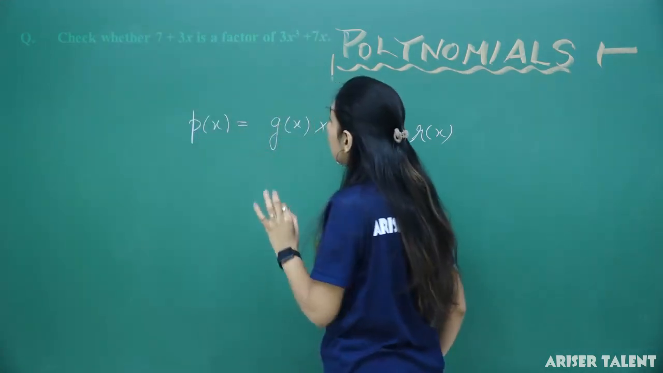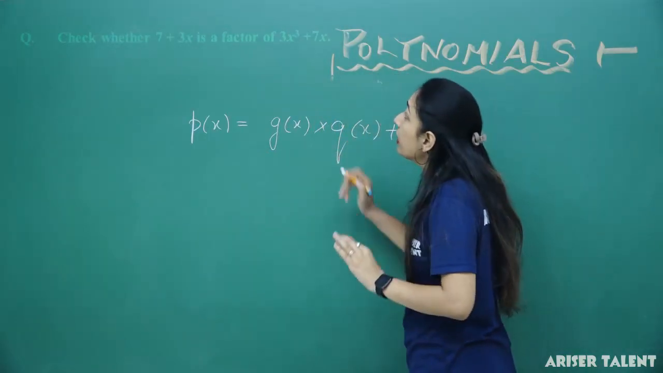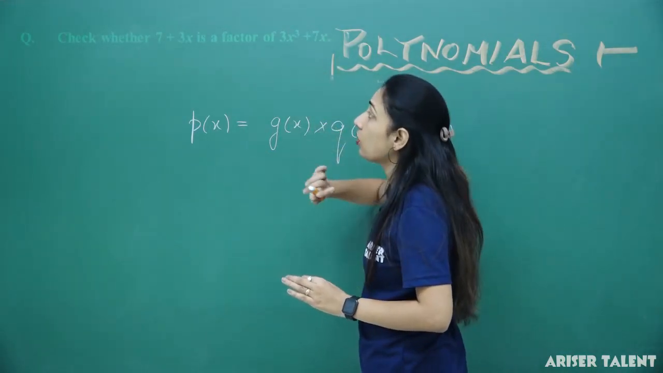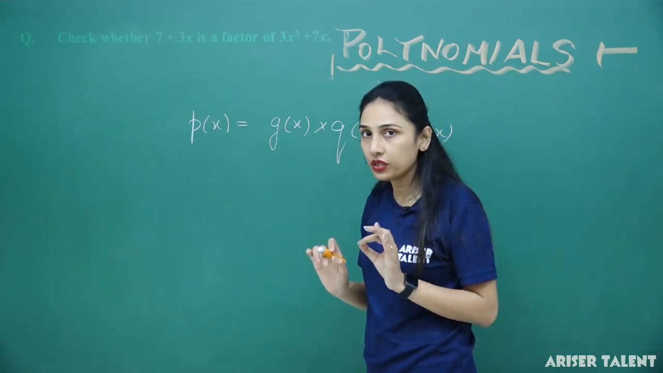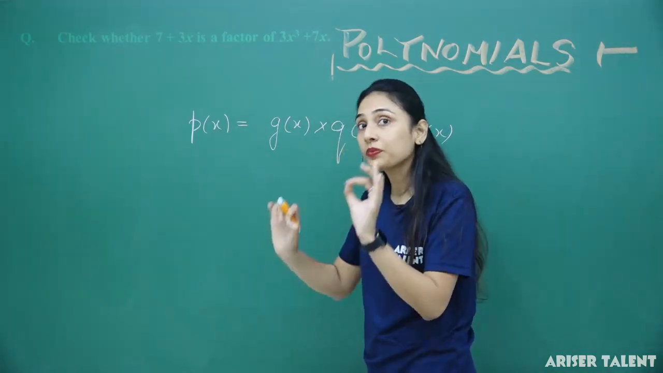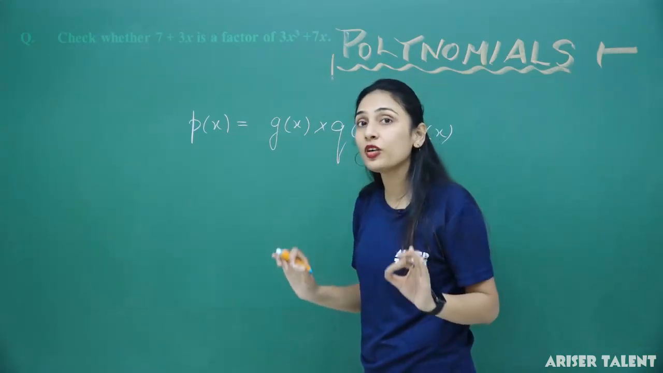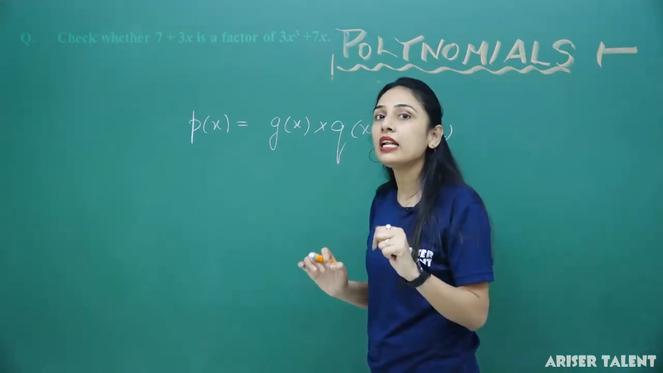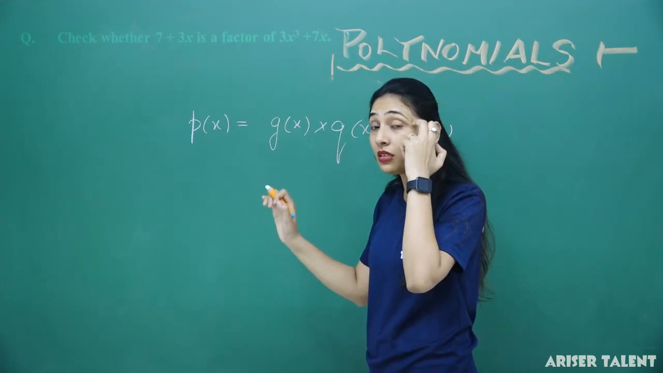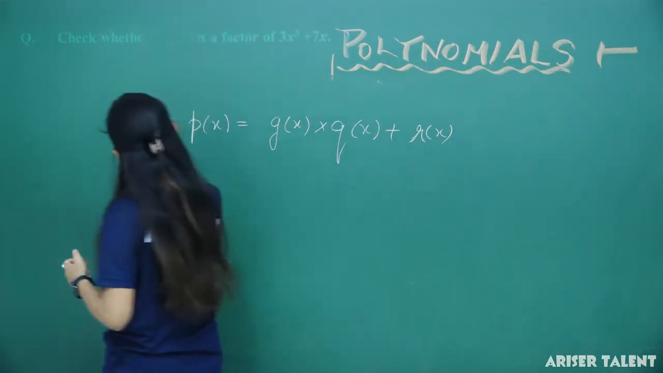Now it has been asked, check whether this is a factor of 3x cube plus 7x or not. What you have to do is just divide this and get your remainder as 0. I will tell you the second method also, but first stick to plan A.